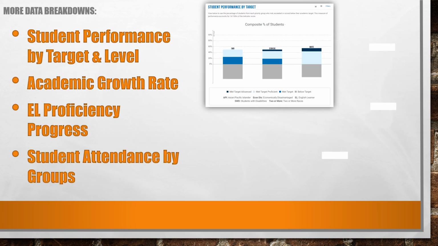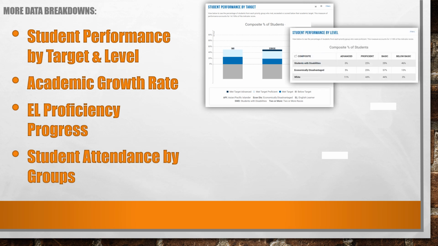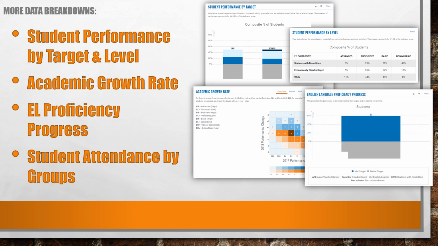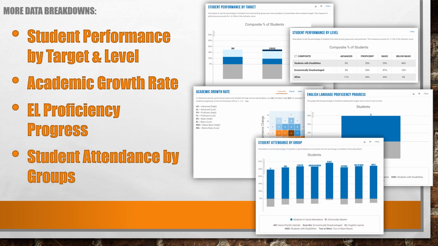Results of indicators can also be analyzed by student performance, by target, and by proficiency level. Results can be viewed as either graphs or tables and can be filtered in many ways. The academic growth rate shows a matrix of gains and losses. The EL proficiency progress represents the percentage of EL students meeting their yearly growth targets. The student attendance by groups shows attendance rates.